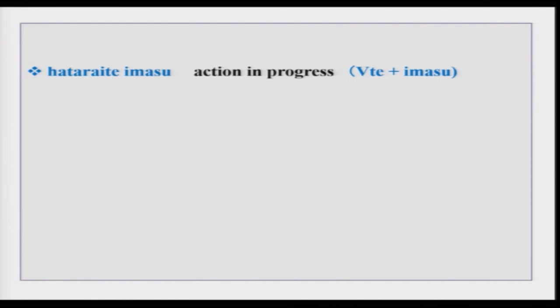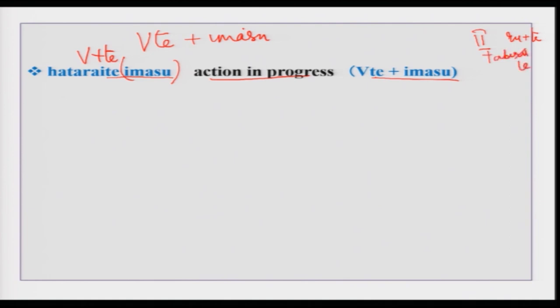Then we had hataraite imasu. You have done the te imasu form of the verb. Verb in te form plus imasu shows continuous action, action in progress, an activity that is still happening, an activity that happens over a period of time. So, verb plus te form of the verb plus imasu. Without the imasu, it has no meaning. So please keep that in mind, and I have told you that for group 2, remove the ru and put te. For example, taberu, tabe, tabete. This is how you would make the te form for group 2.